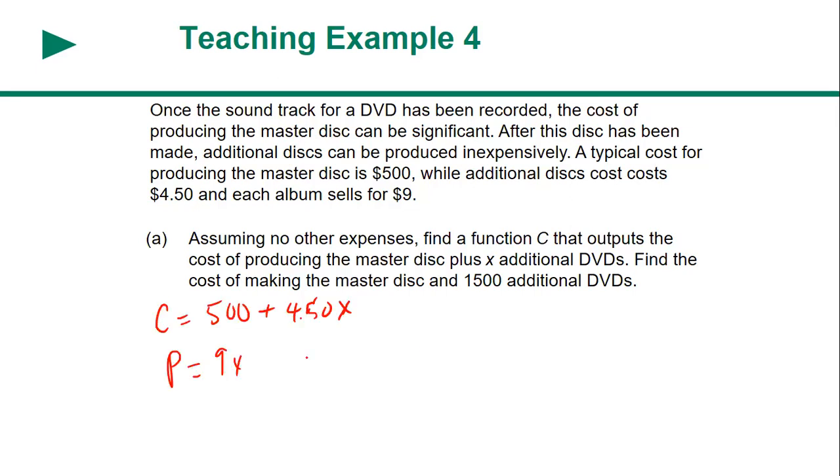So my cost is just 500 plus 4.50 times X, right? It literally tells me in words, your output is the cost of the master disc plus X additional DVDs. So now when I'm evaluating, I'm looking for C at 1,500. If I make 1,500 additional, that means I have 500 plus 4.50 times 1,500.